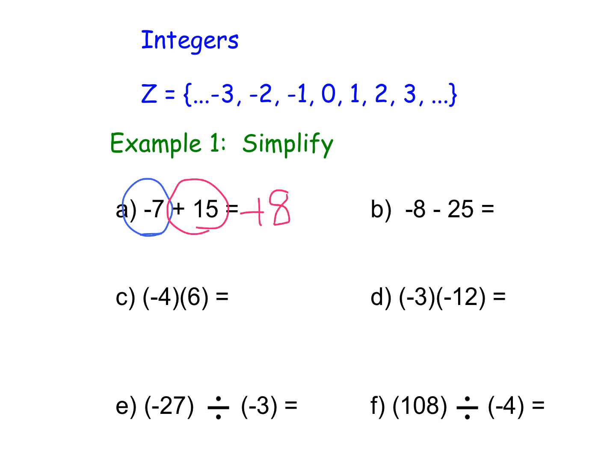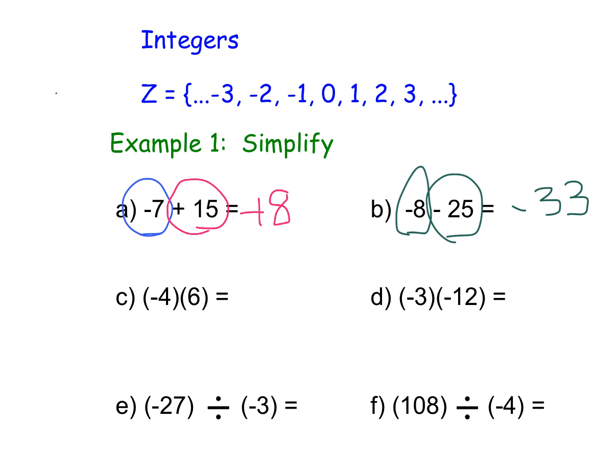For the second expression, I've got -8 and -25. So we started off with 8 guys on the negative team, and then they found 25 more negative guys to join them. So we just have lots more negative guys. Altogether, we have -33 guys. I don't know why I call it guys. Let's call it things. So in part C, we're now multiplying.